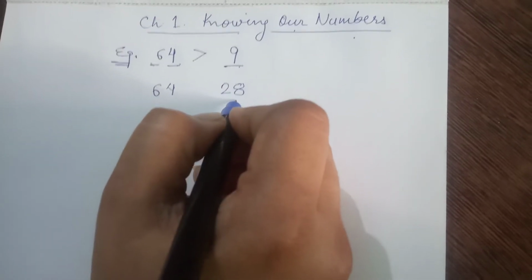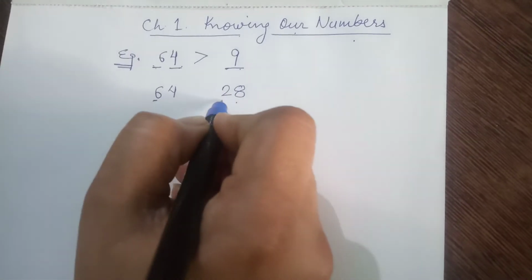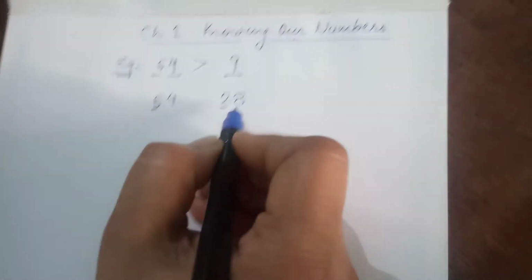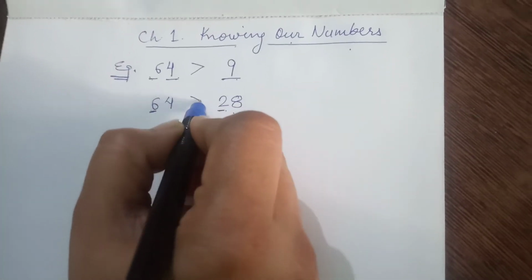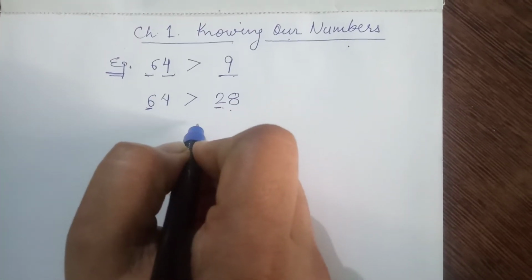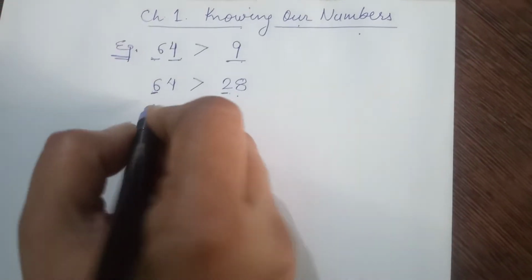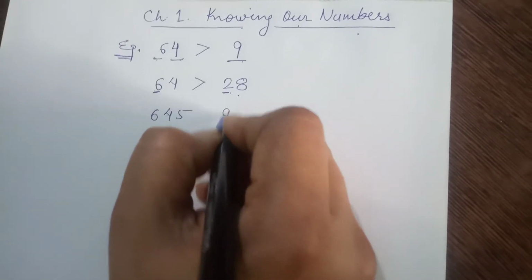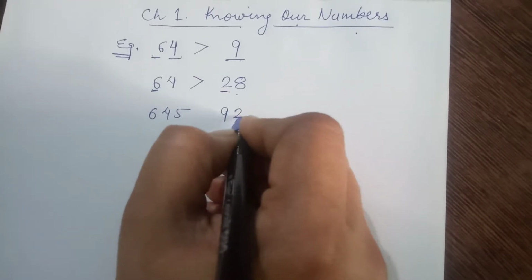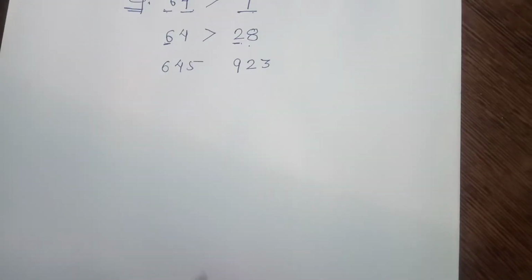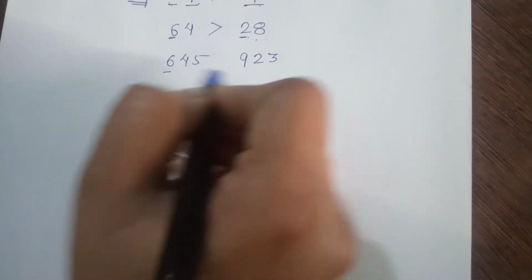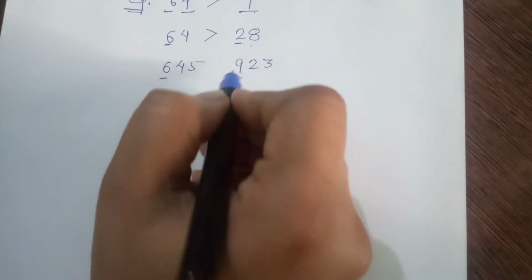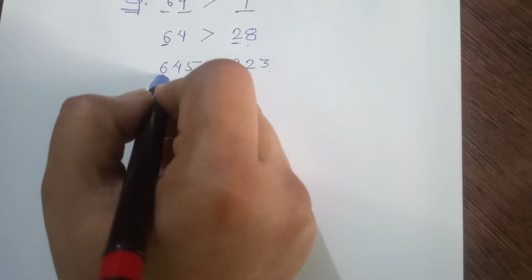So, then we will check the first digit. Here 6 and here 2. 6 is greater than 2. Then 64 will be greater than 28. Now, if we are comparing 645 with say 923, again, we should compare the first digit only and it will give you the answer that 9 is greater than 6 and 923 is greater than 645.